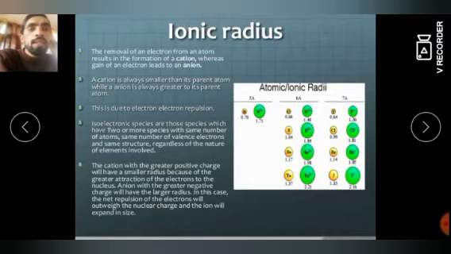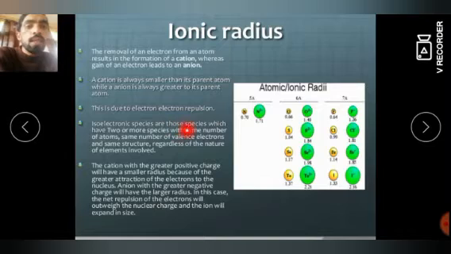Ionic radius: removal of an electron from an atom results in the formation of a cation, and gaining an electron leads to an anion. A cation is always smaller than the parent atom, as we studied, and an anion is always greater than the parent atom. This is due to electron repulsion.